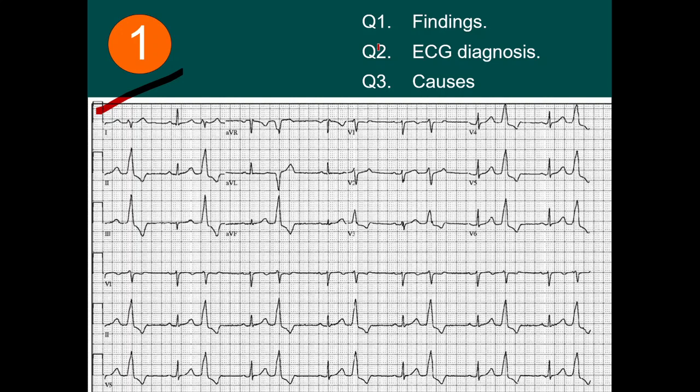So intended students, see and try to find the answer with your friends. If you don't know the answer, just text me on WhatsApp. I hope the intended students have my number. Text me and I will send you the answer. What is this? The questions might be like this: finding the ECG diagnosis. What are all the causes?